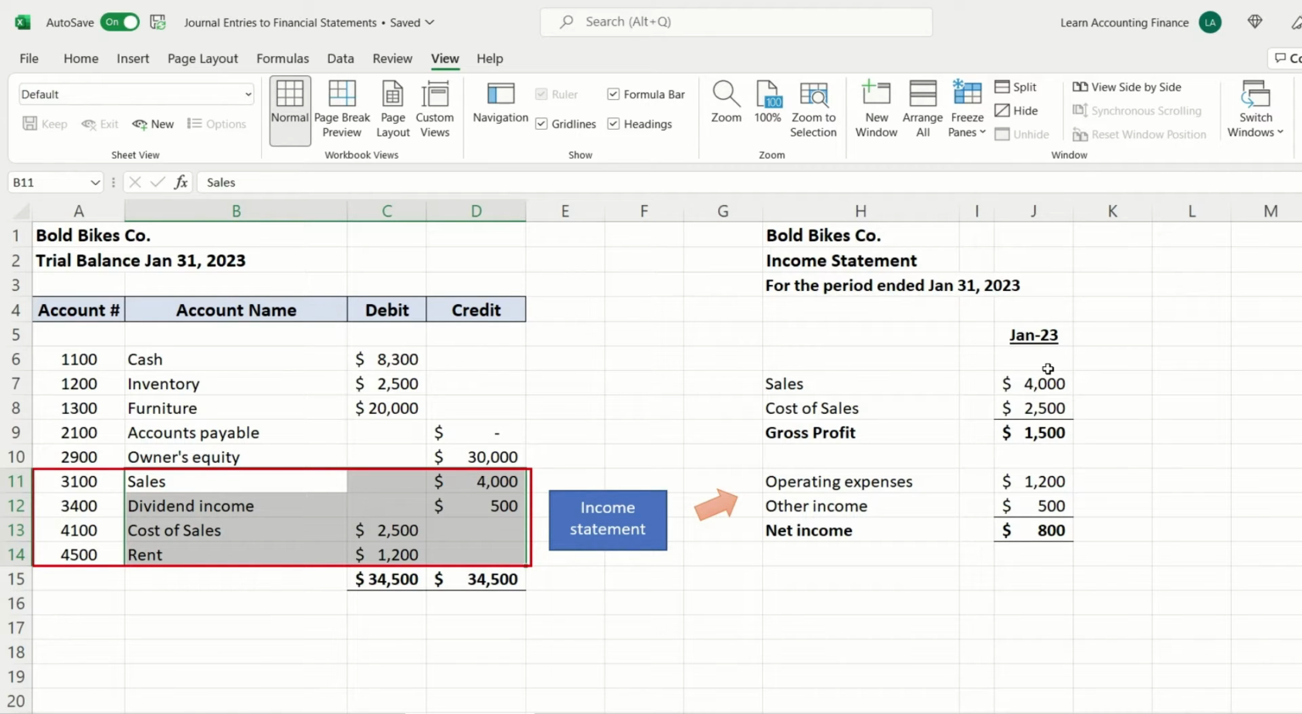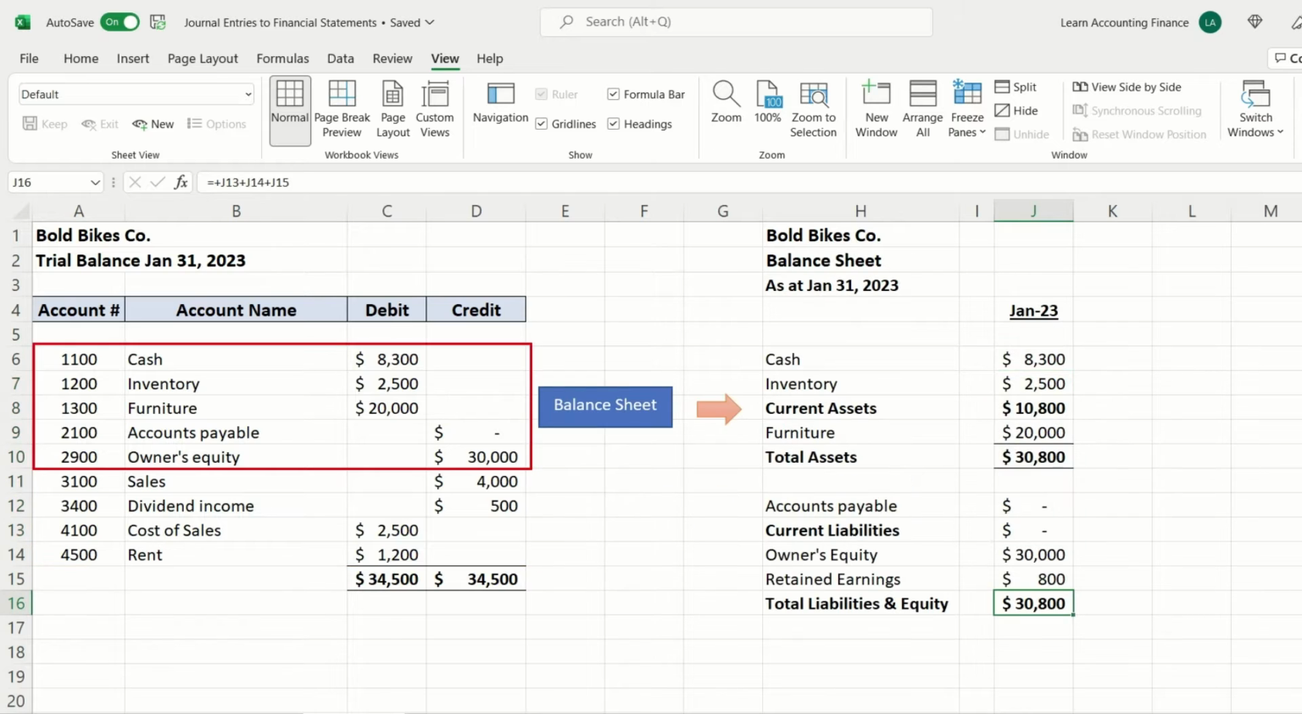One important distinction between a balance sheet and income statement that we need to understand is, as you can see, income statement is for a period. So it is a summary of the transactions for a given period. And in this case, we are looking at the full month of January. So all the transactions that impact income and expenses for the month of January, we see the net result here.